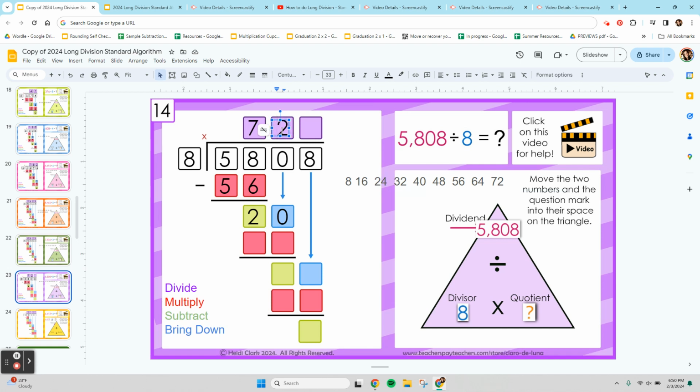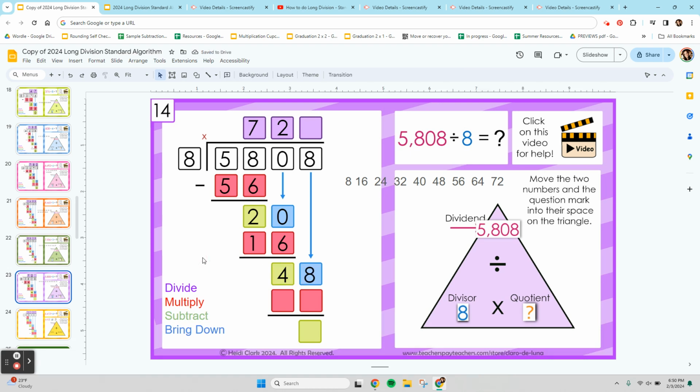Next step is to multiply. 2 times 8 is 16. So you got pretty close to 20. We didn't go over, but there is some left over, which is why we now subtract. 20 minus 16 is 4. And then we bring down the 8.